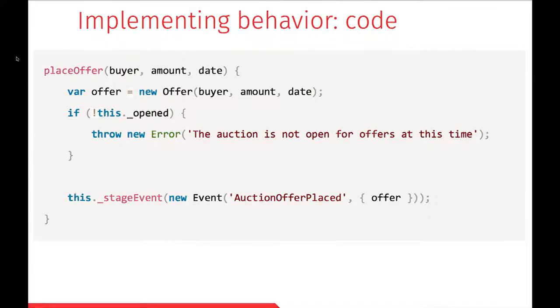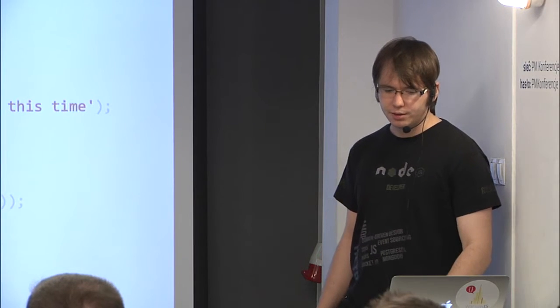Now, this is just a class method. So it accepts some arguments, builds an object out of them, so that we have some strong typing. This looks like TypeScript perhaps a bit, but it's in plain JS still. Then we are enforcing an invariant. So auctions which have not been opened cannot be bid on. You cannot place offers in them. That's pretty obvious. And then you just emit or stage the event. So we prepare to save it.